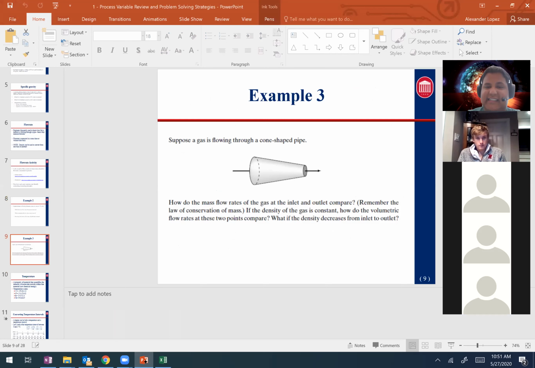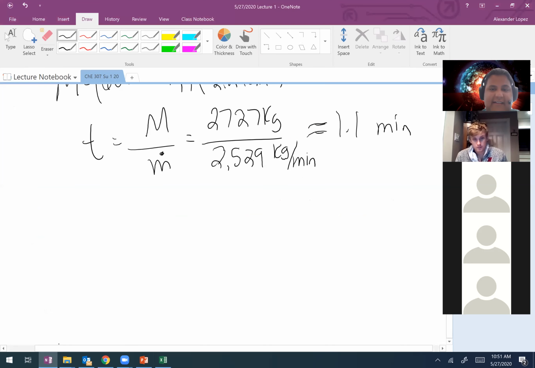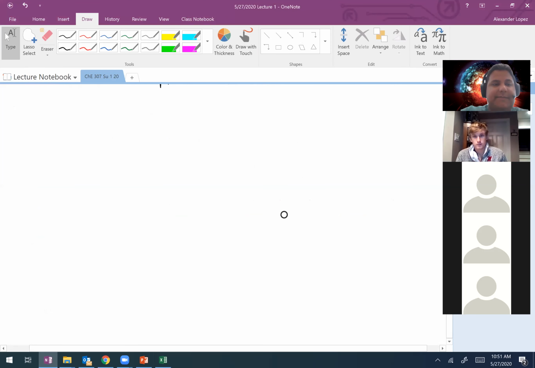All right, let's look at this next example. Suppose we have a gas flowing through a cone-shaped pipe. How do the mass flow rates of the gas at the inlet and outlet compare? And how do the volumetric flow rates at these 2 points compare? Assuming the gas density is constant, and if the gas density decreases. So let's talk together and see what we can come up with in this problem.